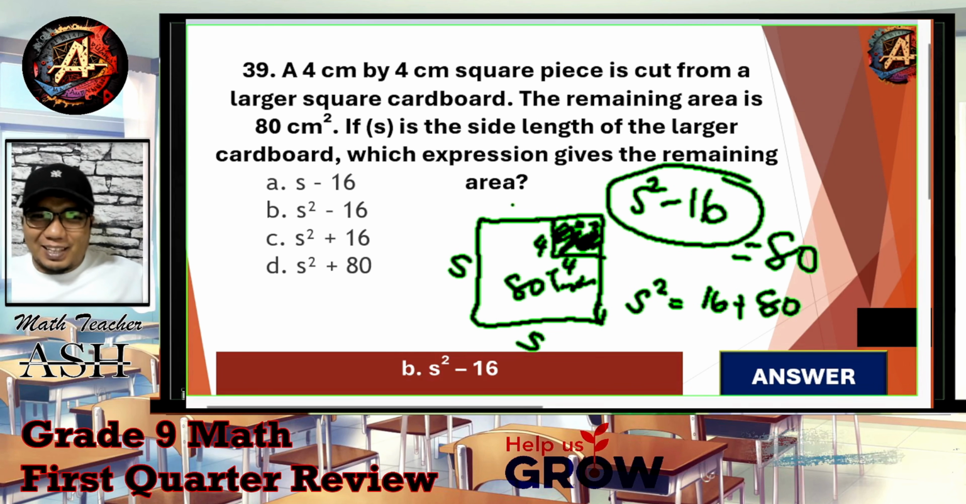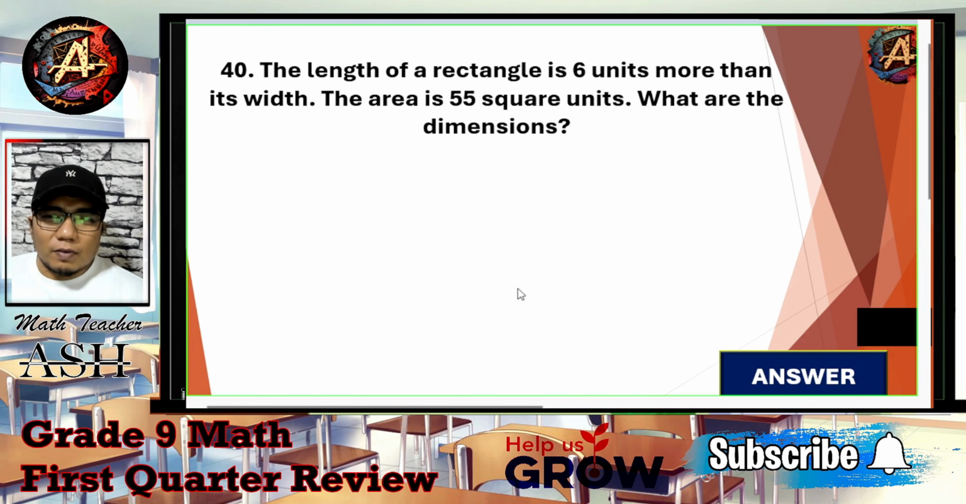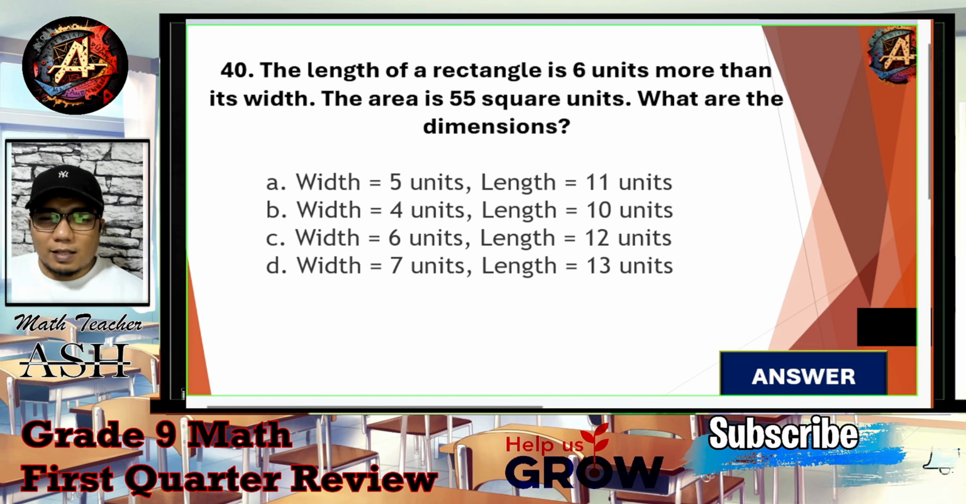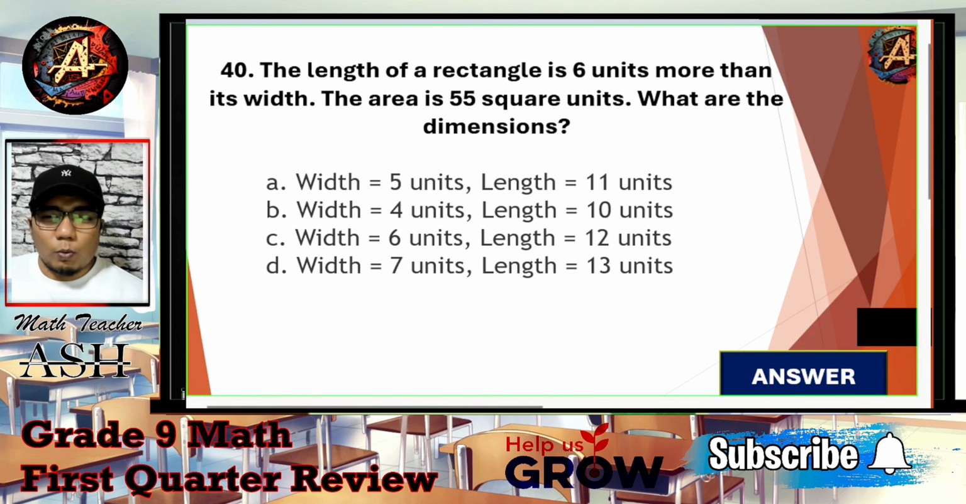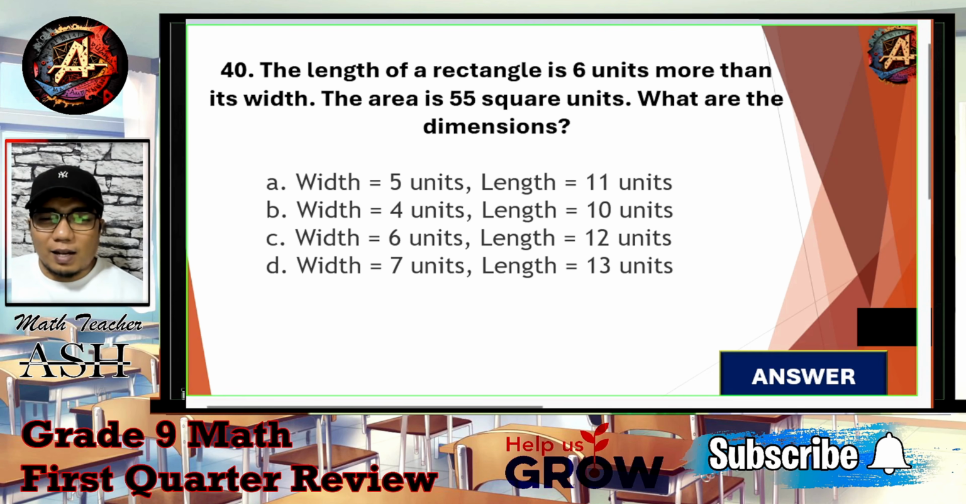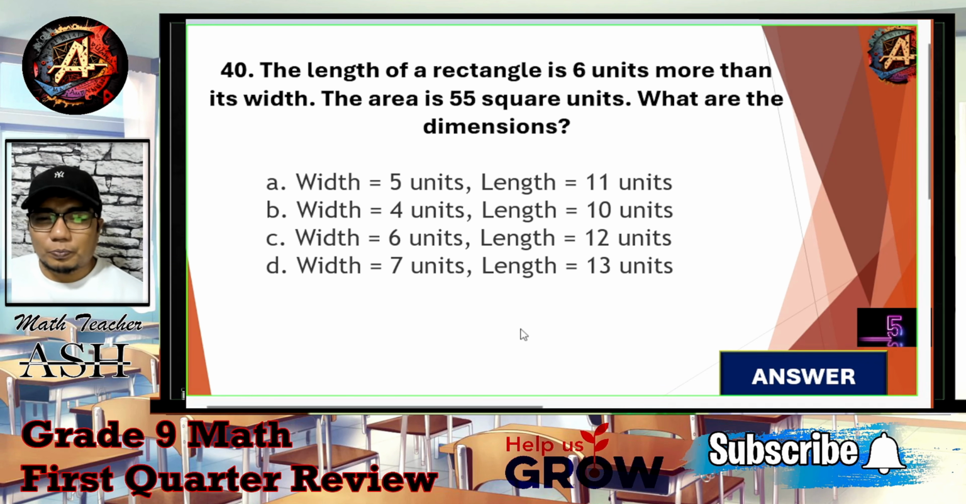I hope you got that one. Now, let us go to question number 40. The length of a rectangle is 6 units more than its width. The area is 55 square units. What are the dimensions? Is it A, width is 5 units and length is 11? B, width is 4, length is 10? C, width is 6, length is 12? Or D, width is 7 and length is 13? I'll give you 5 seconds to think about your answer.